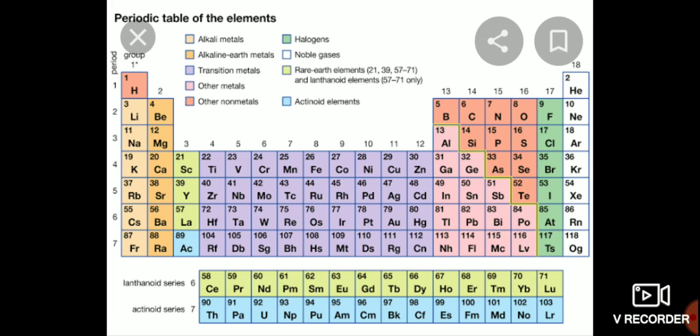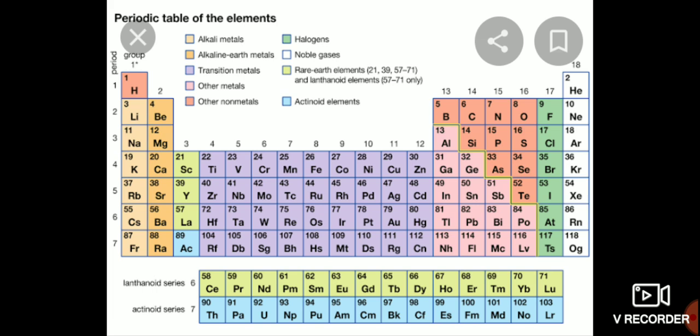Then the transition metals are intermediate between the left and right portions of the periodic table. The transition metals are groups 3 to 12, top to bottom. So the transition metals are intermediate between the s block and the p block, the left and right portions of the periodic table.